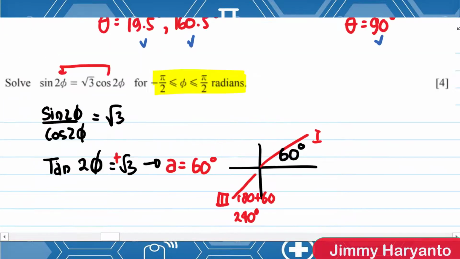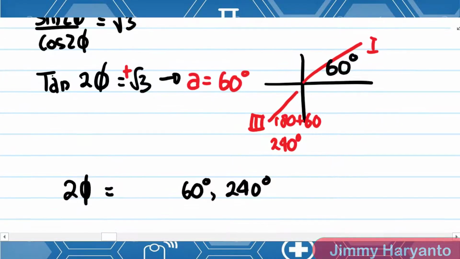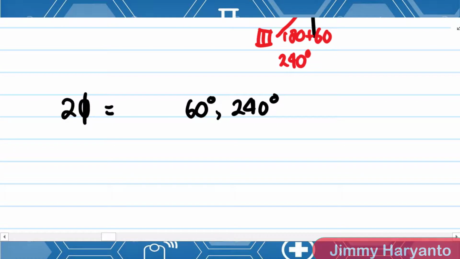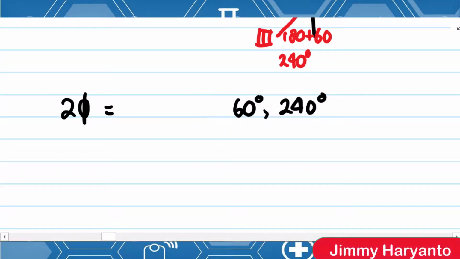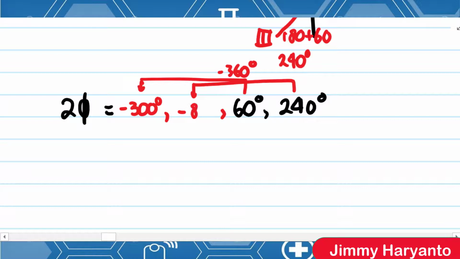240 degree. But be careful, in the question, the interval has a negative sign, so we have to change this positive degree into negative. How to change this positive degree into negative? You only have to minus it with 360 degree. So this minus 360 degree, it will be negative 300 degree, comma, and for this one, minus 360 degree, it will be negative 120 degree.